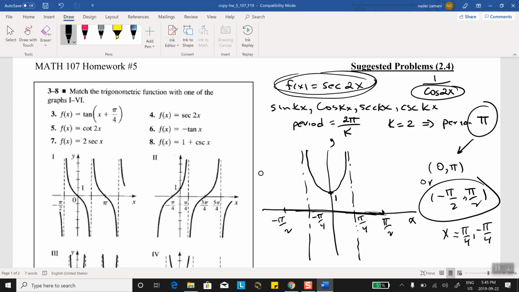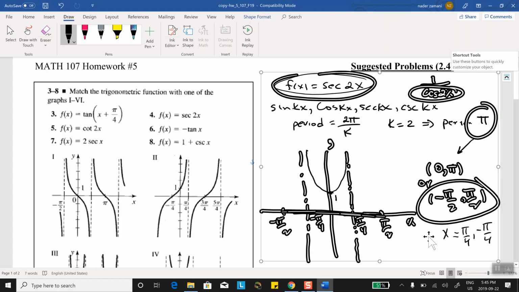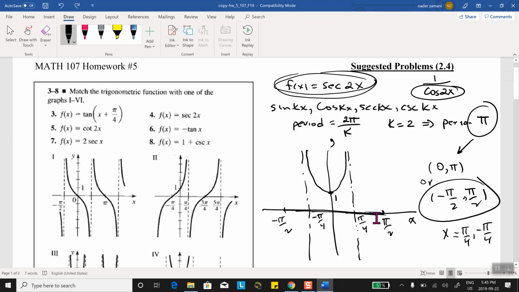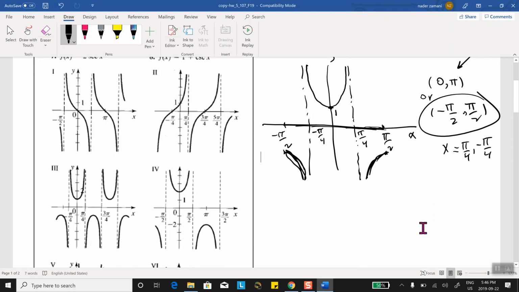Okay. Now, when it comes to pi over 2, you plug in pi over 2, like at this point. Pi over 2, see that? At this location, you put x equal to pi over 2, you get cosine of pi, which is minus 1. So the function is minus 1 here, and then it blows up as it approaches the asymptote, and the same thing down here. Okay, and that's it.